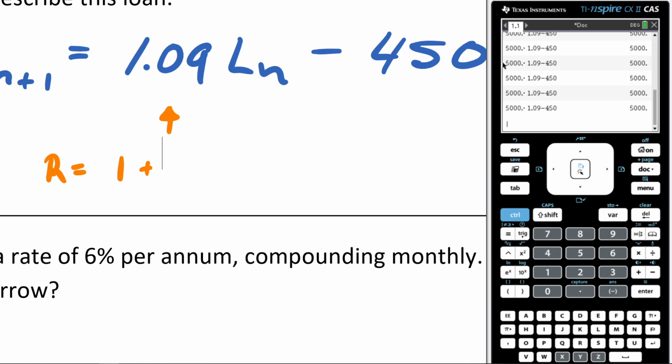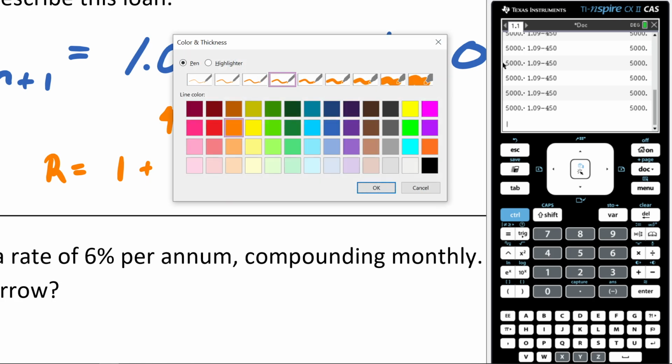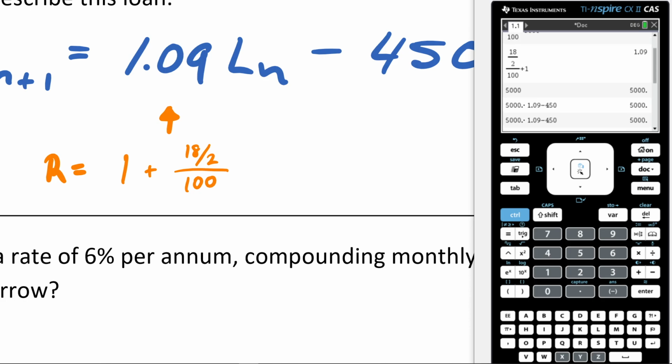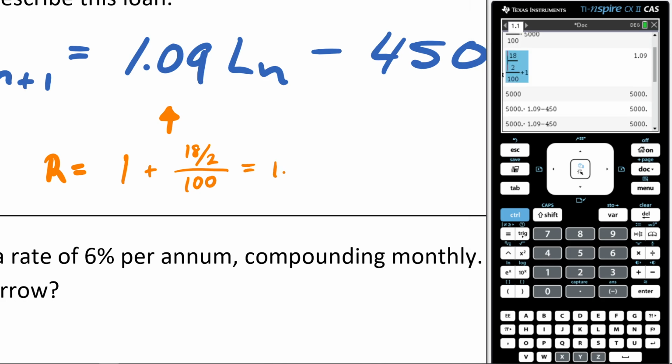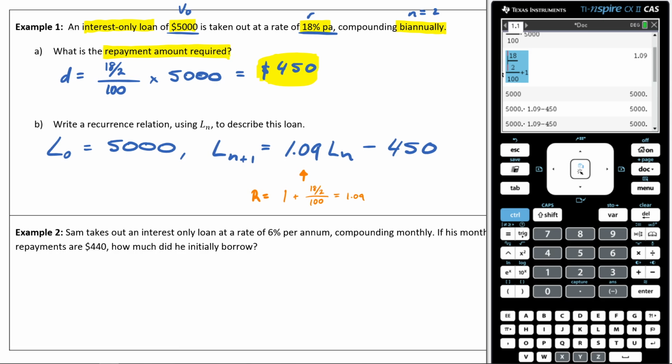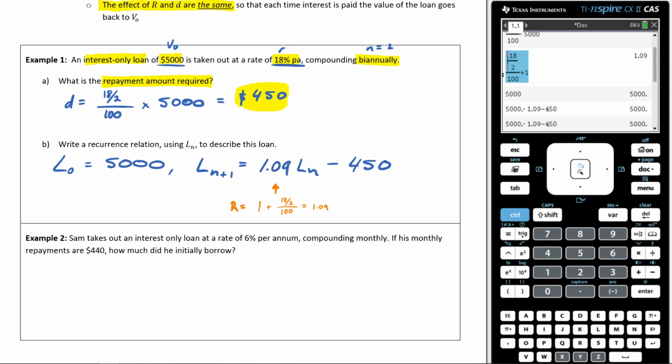This pen is just a little bit too thick, I need to make it a bit smaller. It's going to be 1 plus 18 divided by 2 over 100. And if I do that, which we did all the way up here, that will give me 1.09, which is how I got that one right there. So that's how that works. Make sure you understand those basic things, otherwise things will get a bit tricky.